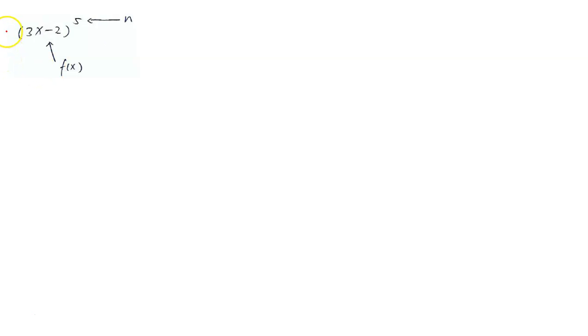Let's say you have this y equals (3x minus 2) to the power 5. So if it is x to the power 5, you can just use the power rule, which is 5x to the power 5 minus 1. But this time the base is not x. This time the base is 3x minus 2. That is a function of x. So we need to use the chain rule.